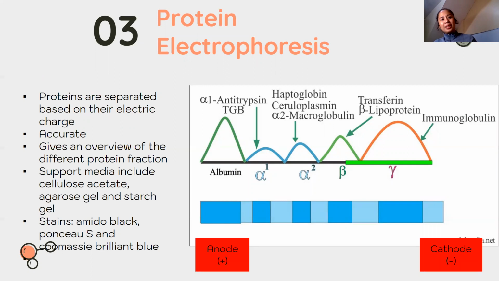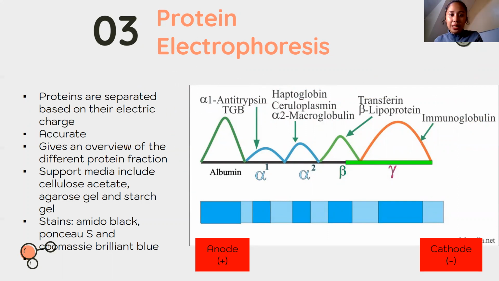And finally, I think this is one of the highlights of our discussion for today. This is protein electrophoresis, guys. So according to Bishop, protein electrophoresis is very accurate because it gives you an overview of the different protein fractions. So it does not only give you your albumin and total protein, but you could also see your levels of alpha-1 antitrypsin, haptoglobin, ceruloplasmin, beta-lipoproteins, and immunoglobulins. Ang ganda nito, protein electrophoresis.